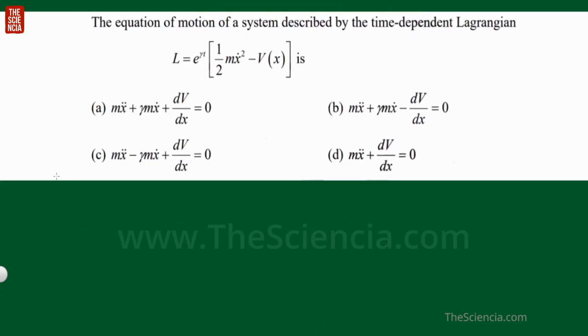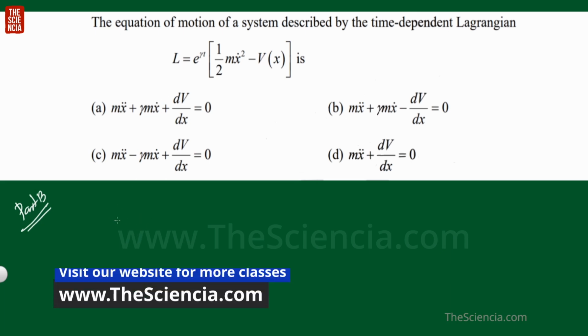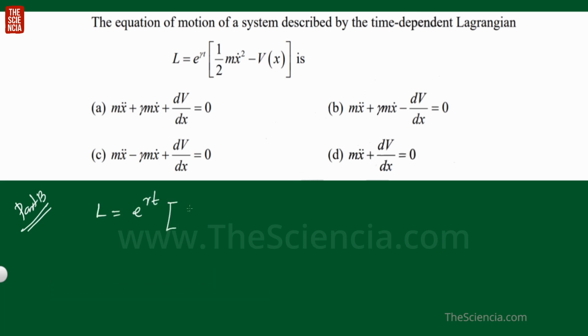Here this is a previous NET problem. It is a part B problem. So what is the question? The equation of motion of a system described by the time dependent Lagrangian is, so the Lagrangian is given and we have to find the equation of motion of the system. The Lagrangian is L equal to e raised to gamma t into (1/2 m x dot square minus V of x). This is equal to 1/2 m x dot square e raised to gamma t minus V of x e raised to gamma t.